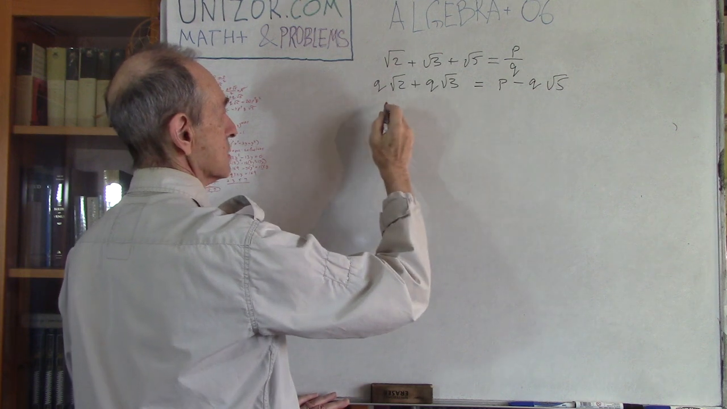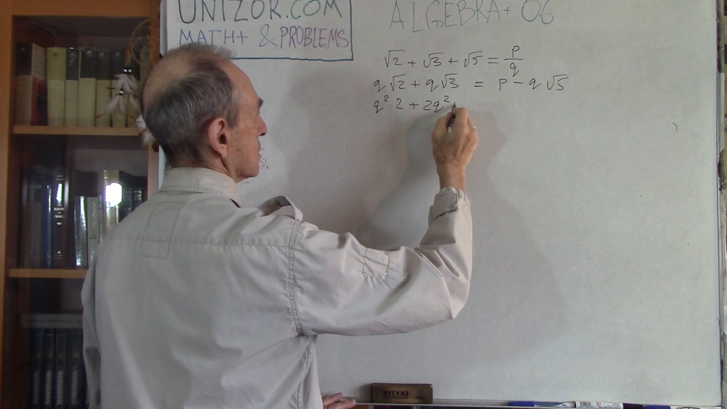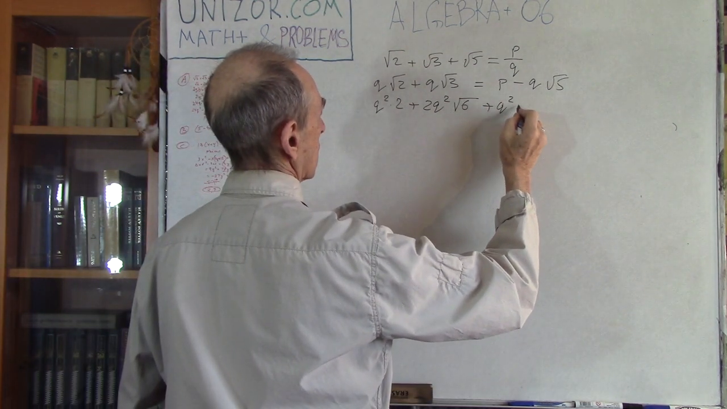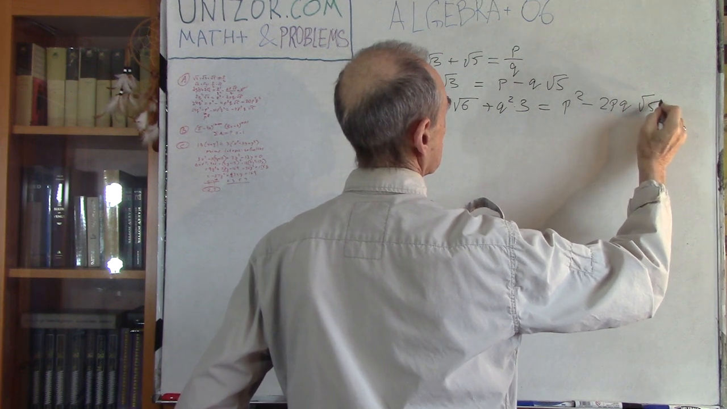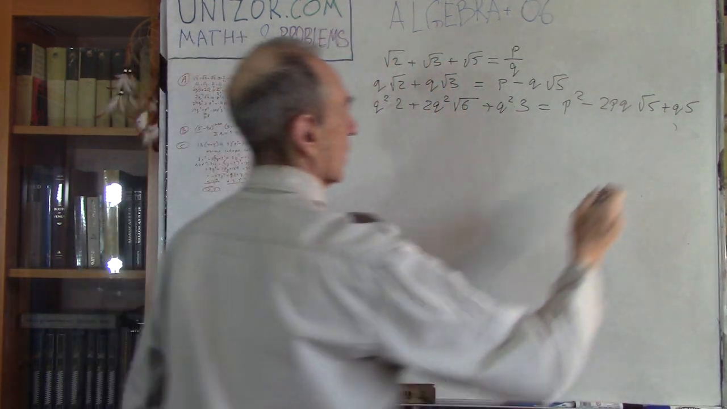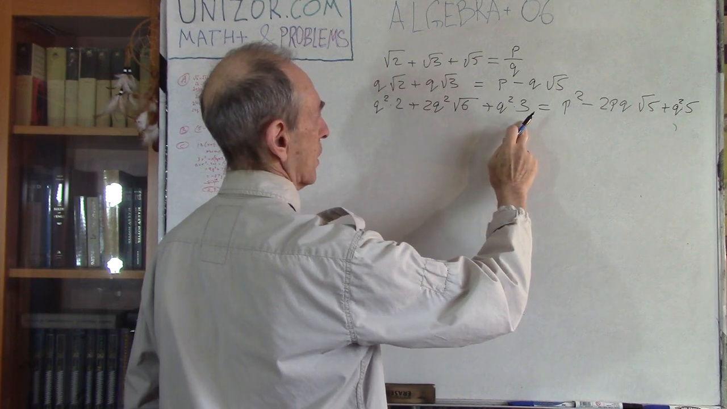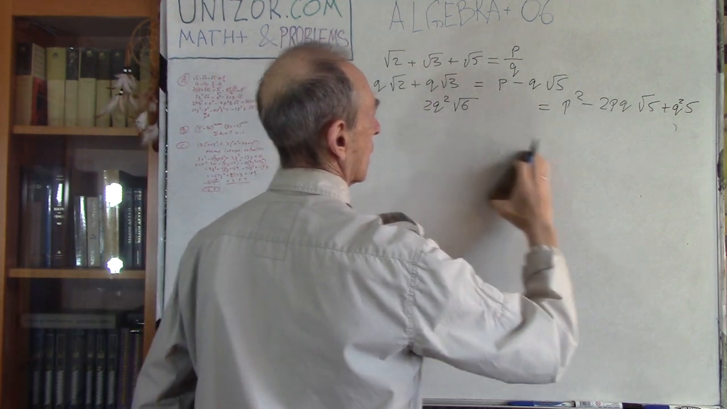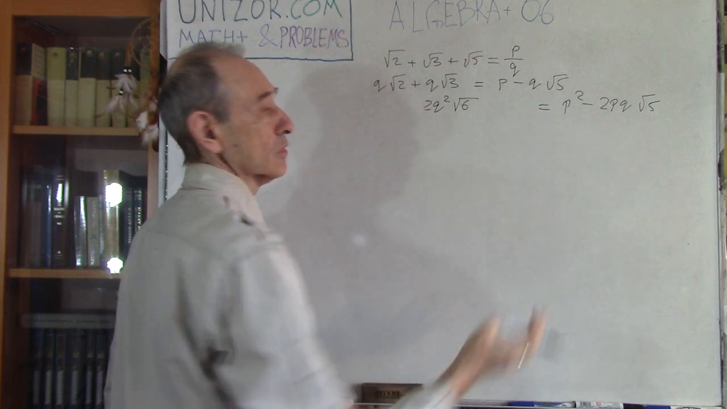Now I square both sides. I have Q squared times 2, plus 2Q squared times square root of 2 times square root of 3, so it's square root of 6, plus Q squared times 3, equals P squared minus 2PQ square root of 5 plus Q squared times 5. Now, Q squared times 2 plus Q squared times 3 is Q squared times 5, so I can just reduce it. They are equal. Why is it better? Because there were 3 square roots and now there are only 2 square roots.